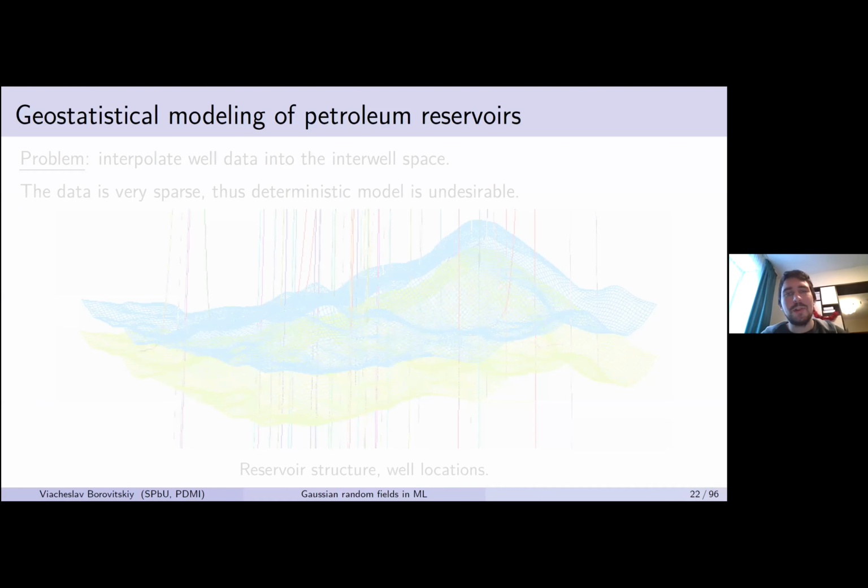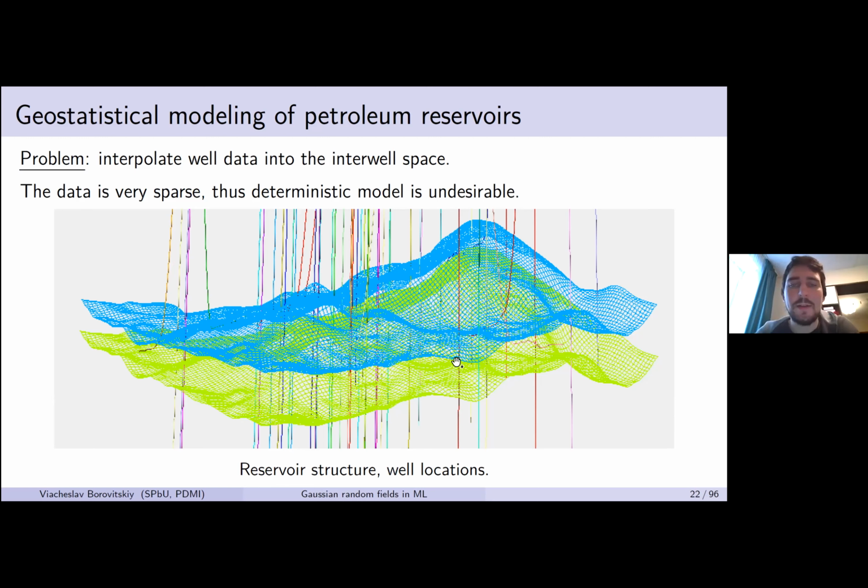So the first application which I want to tell you about is geostatistical modeling of petroleum reservoirs. Here, the problem is as follows. We have this petroleum reservoir underneath the surface of the Earth, and it's deep below, so we cannot actually see what's happening inside. We cannot see what kind of soil is inside, and so on. But what people do is that they drill wells with two functions. First, to get some oil extracted from this reservoir, and second, to get some notion of what's happening there. But these wells are very expensive, so there is a small number of them.